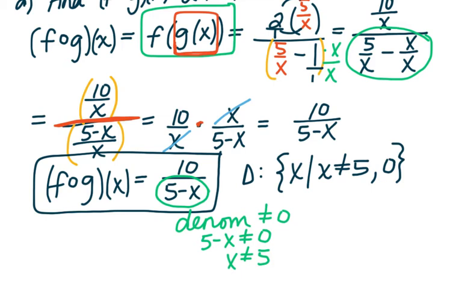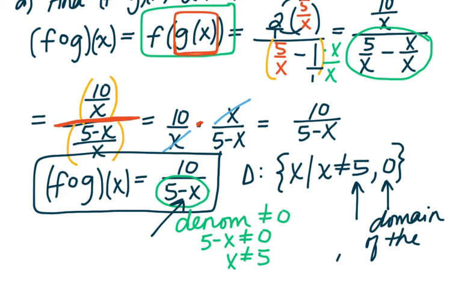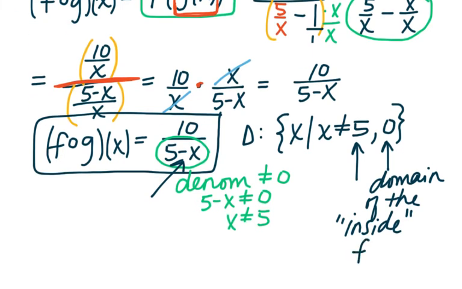So again, we're getting the 5. 5 is our domain restriction from our simplified answer for the composite function f of g of x. But we have to include 0 because 0 is the domain restriction of what I call the inside function, the function on the inside, which in this example was our function g of x. So 0 was our domain restriction in the inside function. Always want to include the domain of the inner function.